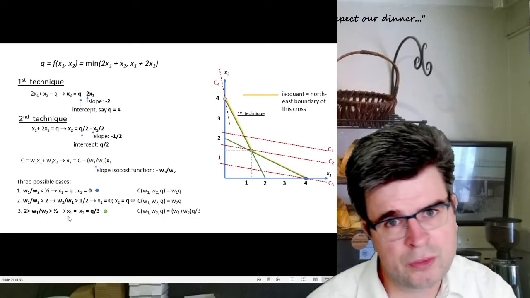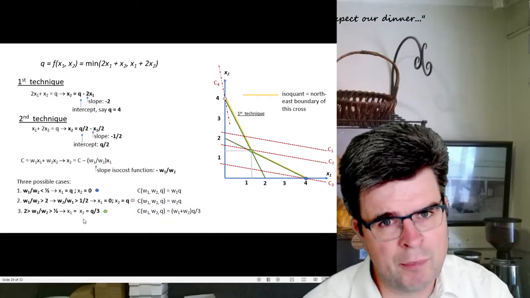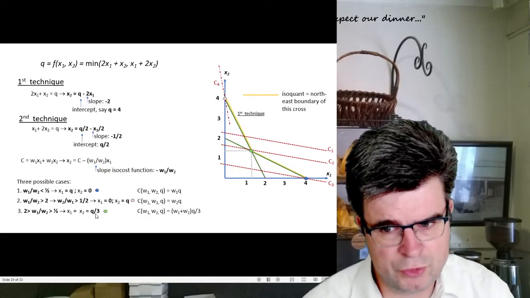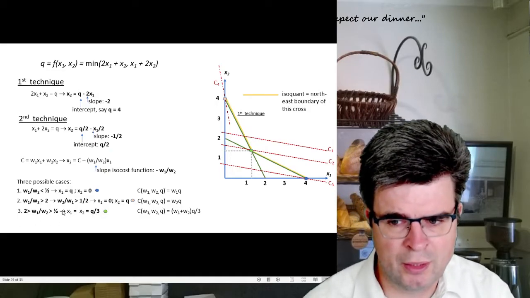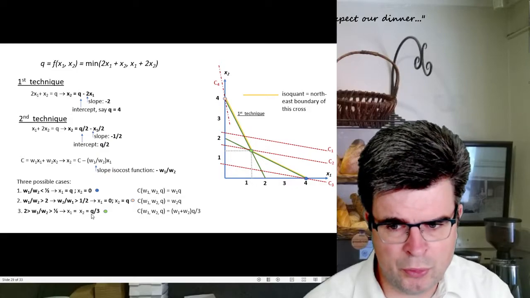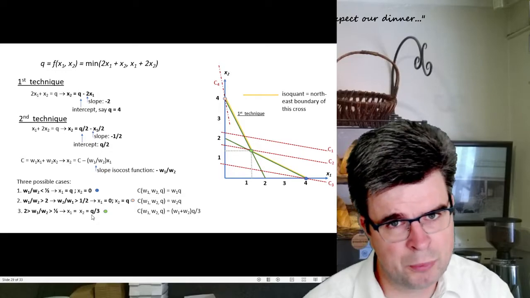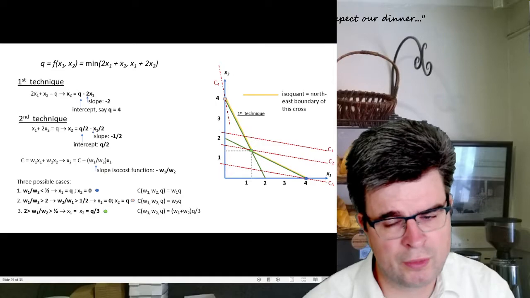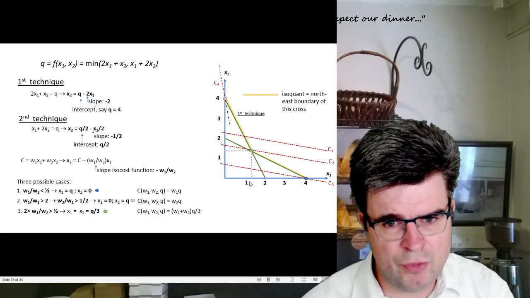At this particular point, you will see that the production factors X2 and X1 are used equally, and we use Q over 3 of both. So for example, if we want to produce 4 units of output and the price levels are like this, then we will use 4/3 units of input of X1 and 4/3 units of production factor X2, as depicted in the graph over here.